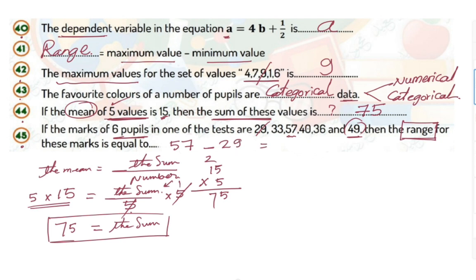29. That's equal to. Now I need to subtract 9 from 7. I will make it 4 and take this one with 7 to make 17. Now 17 minus 9 equals 8, and 4 minus 2 equals 2. So the range value is 28.